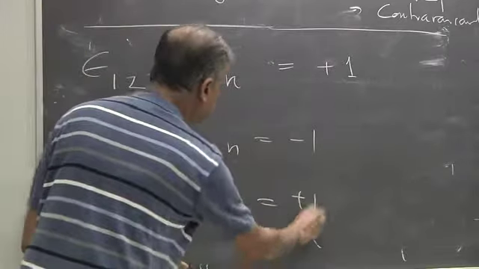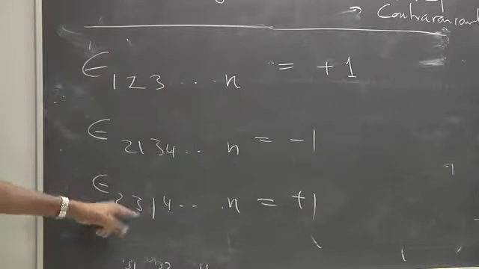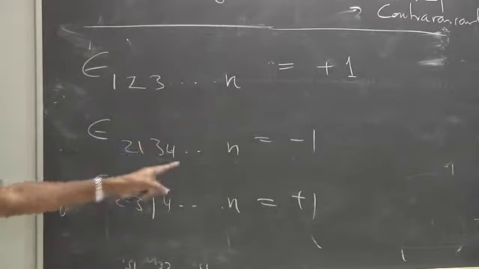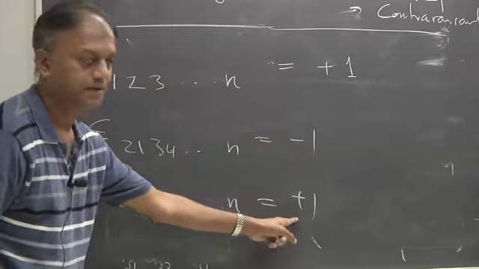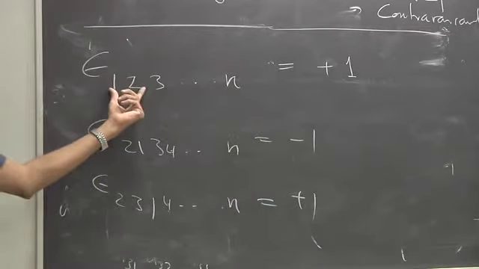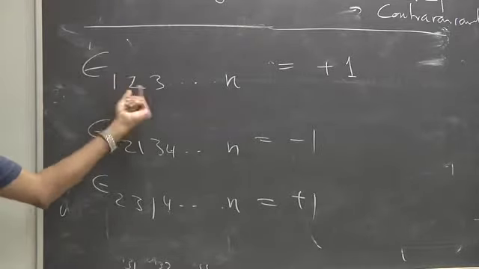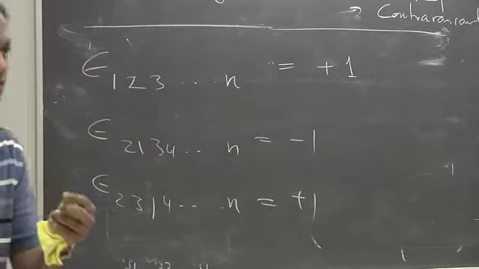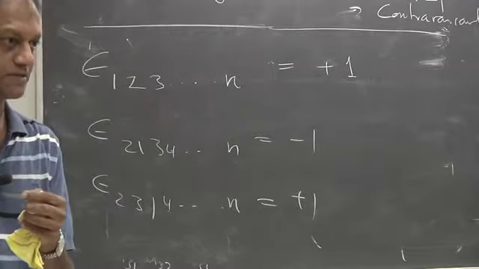Rest of the numbers I don't change. This is still again plus 1, because this can be obtained by exchanging these two, right? So this should be minus of that. So this is minus, that's plus. So this one is obtained by two permutations starting from here. First you exchange these two, then you exchange that two, right? So there is a notion of odd number of permutations and even number of permutations.